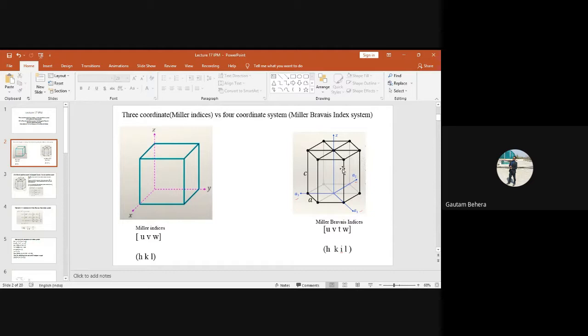So you can correlate: this is for a cubic, this is u, this is v, and this is w. But this is a three coordinate system, and this is a four coordinate system. An additional axis is there, A3, which we call t here. Similarly, if you want to represent a plane in this four coordinate system unit cell, it is parenthesis h k i l. So i is the additional index here.